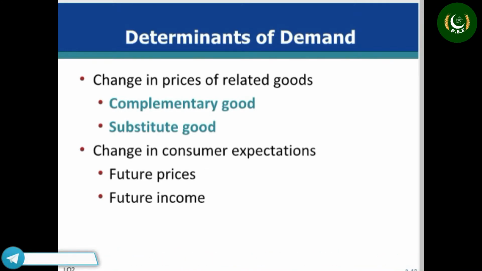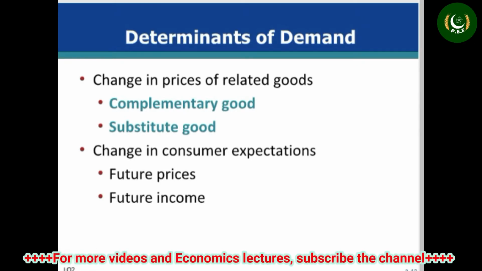Substitute goods are goods that we use in place of another. A perfect substitute is a good that we use in place of the other without any loss of satisfaction. If the price of one good increases, the demand for its substitute increases.